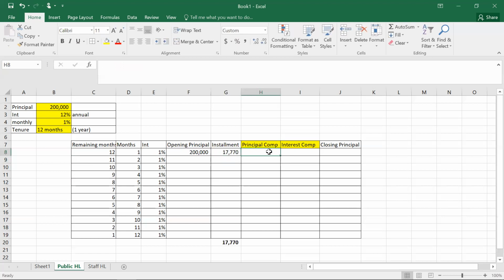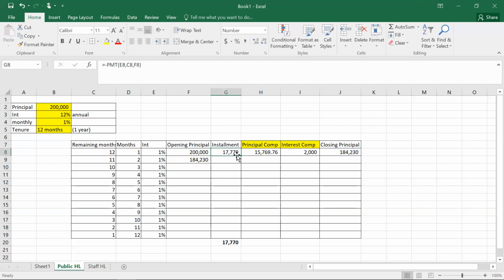Now, what is the interest component that has to be recovered? It will be the opening principal at the start of the month times the interest rate of 1%. Using this interest component, we deduct it from the installment to get the principal that is being paid in this particular installment. So closing principal will be the opening principal minus the principal paid in this specific installment. Now, the opening principal for the second month will be the closing principal of the first month.